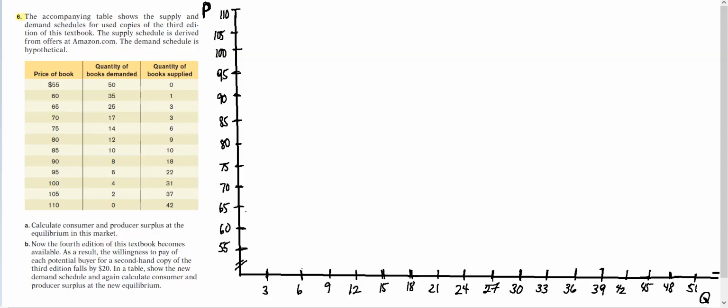In this video, I'm going to do number 6 in chapter 4 of Krugman and Wells Microeconomics. This is page 127.